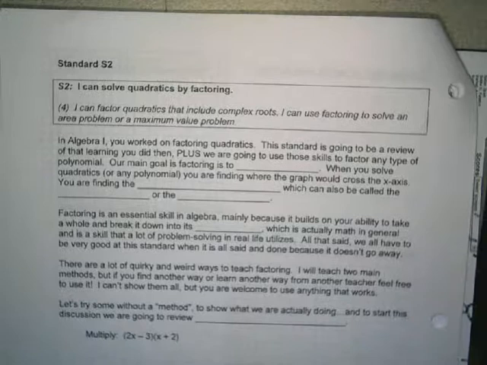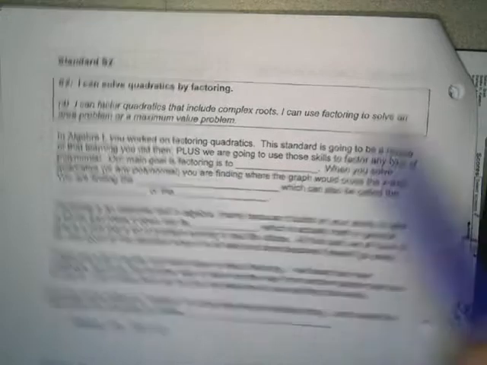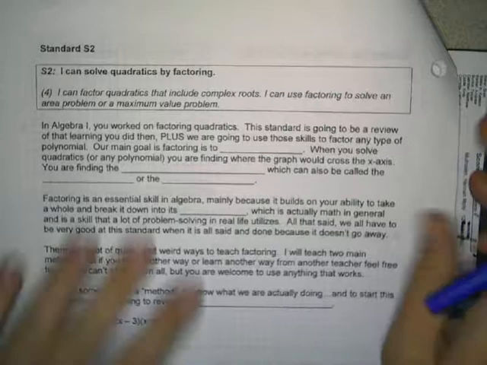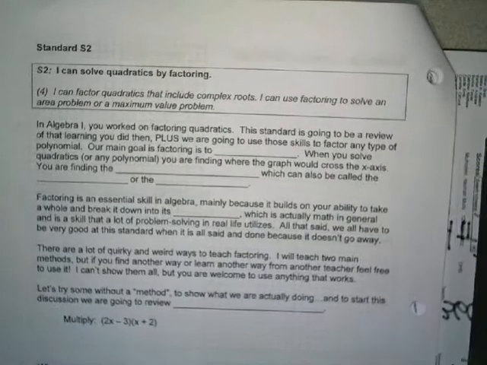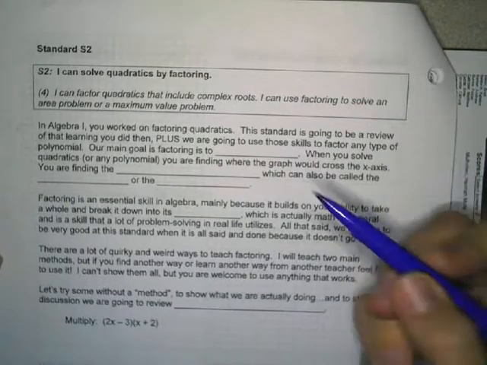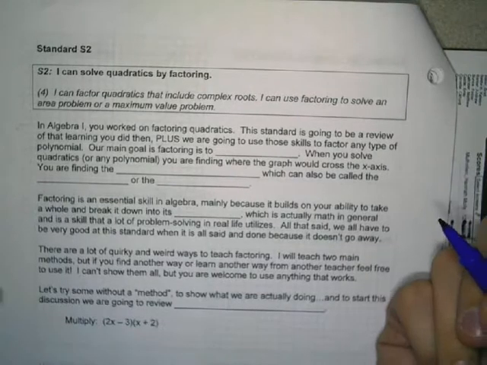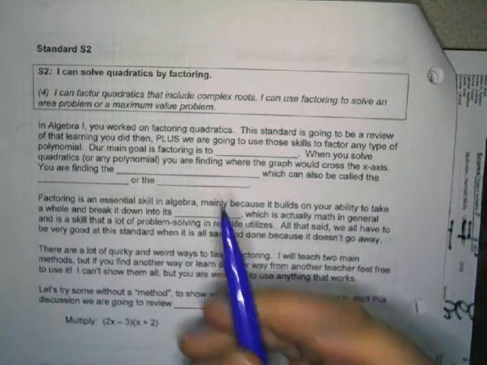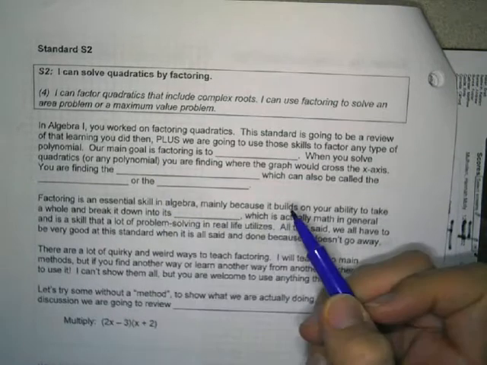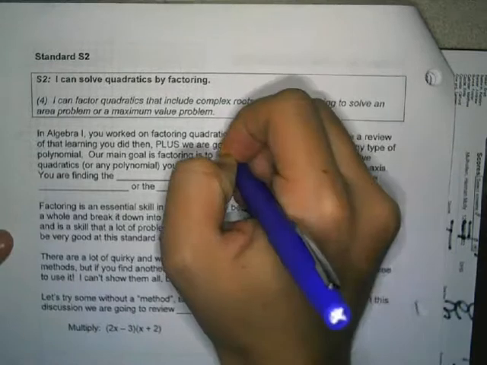Alright, so I can solve quadratics by factoring. In Algebra 1, you worked on factoring quadratics. You did a whole chapter on it. It was one of your chapters at the very end. This standard is going to be a review of the learning that you did then, plus we're going to use those skills to factor any type of polynomial. Our main goal is factoring to find the x-intercepts.